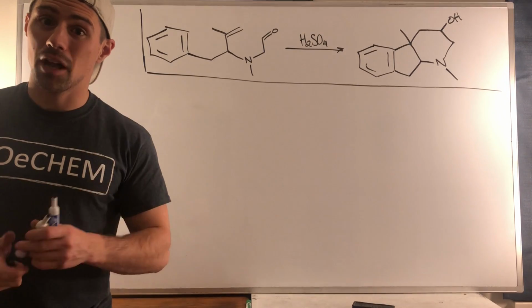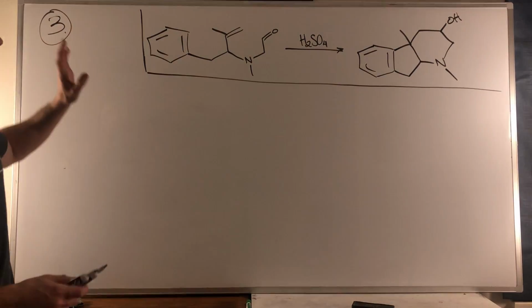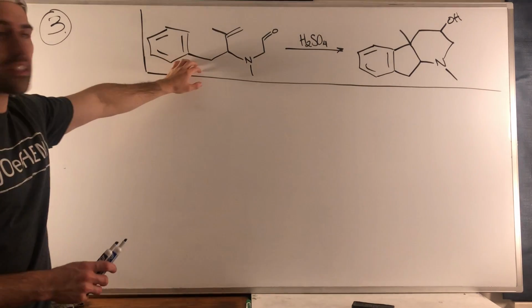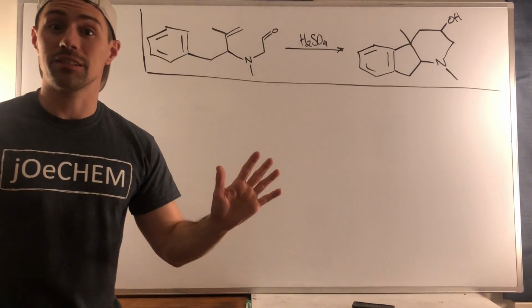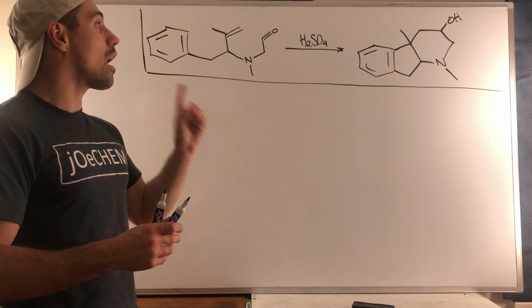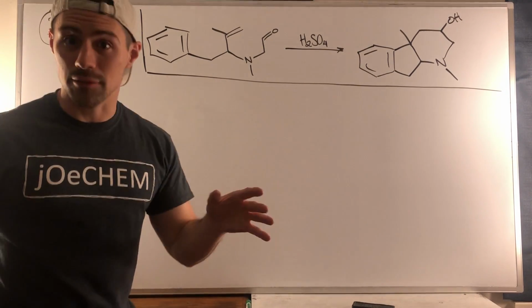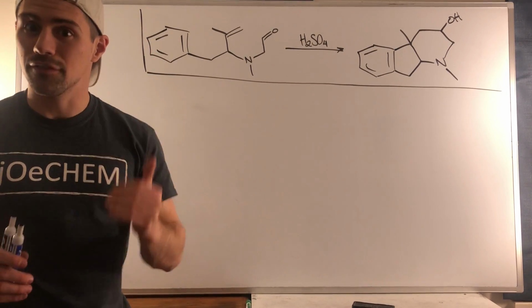Okay, gang, last but not least, problem 3, hitting you with a mechanism on the outro. Okay, so you can see up here, we have this lovely structure, we have H2SO4, and then all of a sudden 2 rings appear out of nowhere, right? A 5-membered ring and a 6-membered ring. So for a hot second, we have a meltdown, but then we realize we're smart, we know organic chemistry, and we can figure this out.